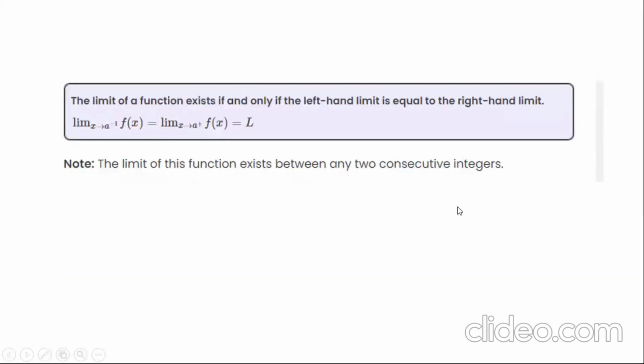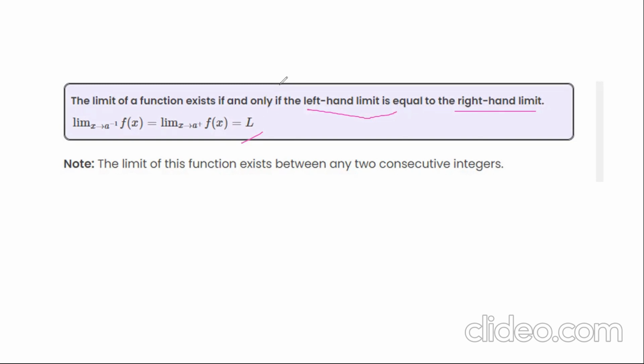So now we will define the limit of a function. The limit of a function exists if and only if the left hand limit is equal to the right hand limit, right? So the limit of this function exists between any two consecutive integers. You can take natural numbers, or you can take any kind of numbers, whole numbers, like that you can take.